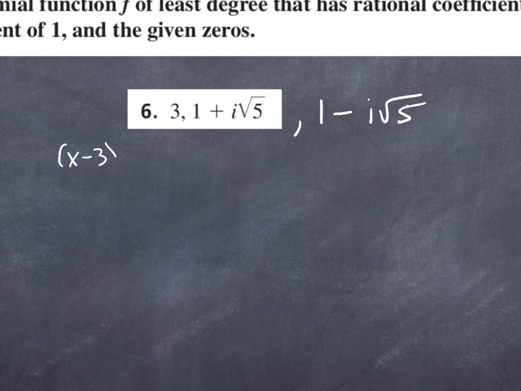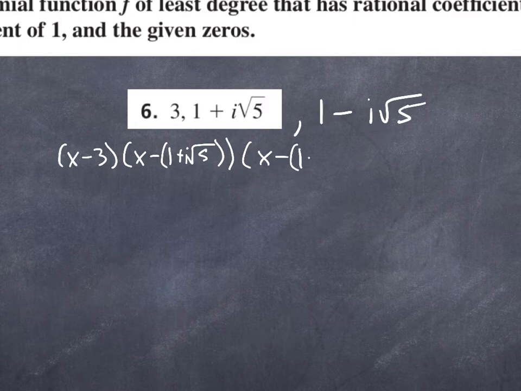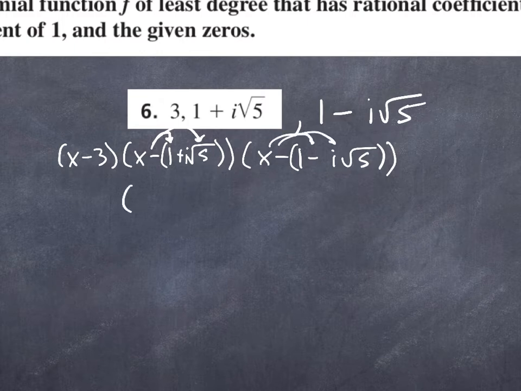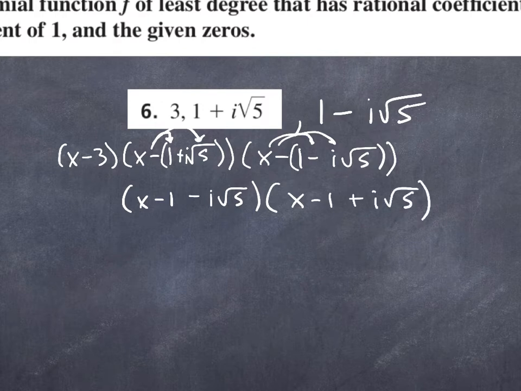So we have x minus 3, x minus 1 plus i square root 5, and x minus 1 minus i square root 5. What should we do next? Distribute the negative. So this becomes x minus 1 minus i square root 5, and x minus 1 plus i square root 5. What do we do next?